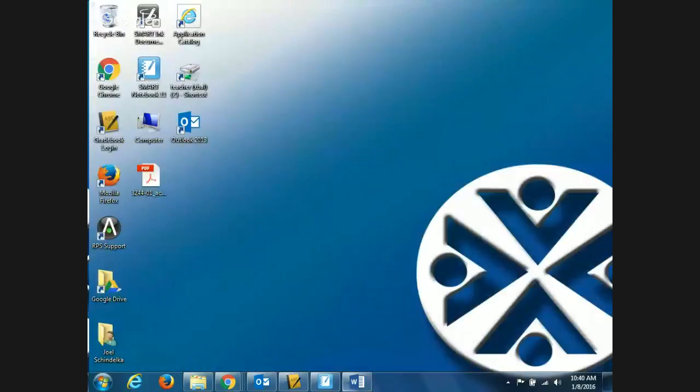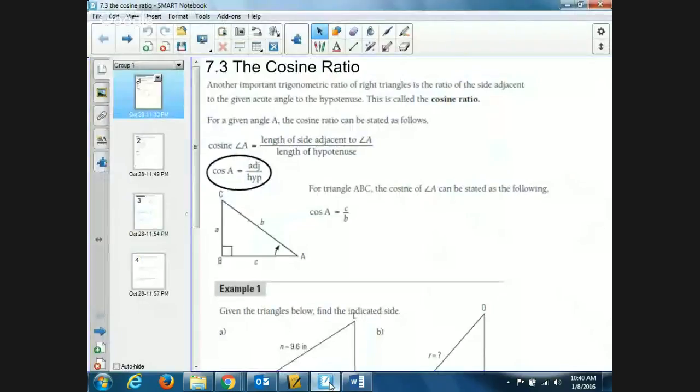So cosine ratio coming up. 7.3 cosine ratio. Another important trig ratio of right triangles is the ratio of the side adjacent, adjacent means beside, to the given acute angle to the hypotenuse. It's called the cosine ratio. For a given angle A, the cosine ratio can be given as follows.